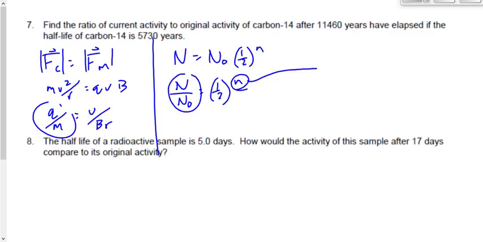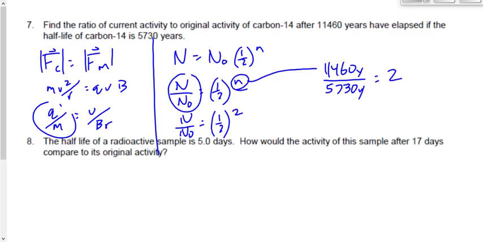Little n is going to be 11,460 years divided by the half-life, 5,730 years, which gives me 2. So N over N0, the ratio of N to N0, is equal to 1/2 to the 2, which I believe ends up being 0.25. So we could say my ratio is 0.25, or you could say it's 0.25 to 1. Either one of those ways of expressing it would be correct. This is a multiple choice question, so you just have to go with the way they express it, right? 0.25, 0.25 to 1, however they write it.